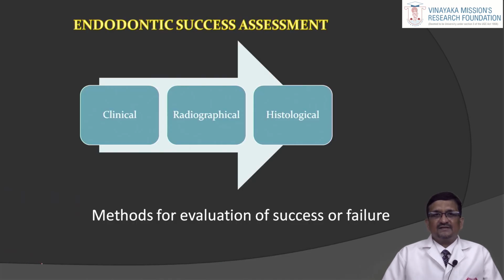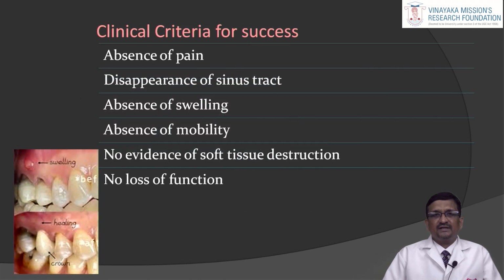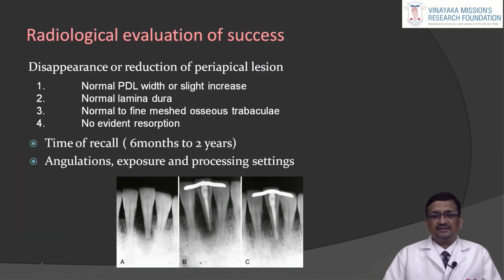So we'll come to the assessment of endodontic success. Normally as a dentist, what are we going to do? We are going to do clinical, radiographical and histological assessment. That is how we can evaluate whether a root canal treatment is successful or not. So what is the clinical criteria for success? It's an absence of pain, we all know, disappearance of sinus tract after root canal treatment, absence of swelling, absence of mobility, no evidence of soft tissue destruction and no loss of function. This is what we try to achieve by clinical success.